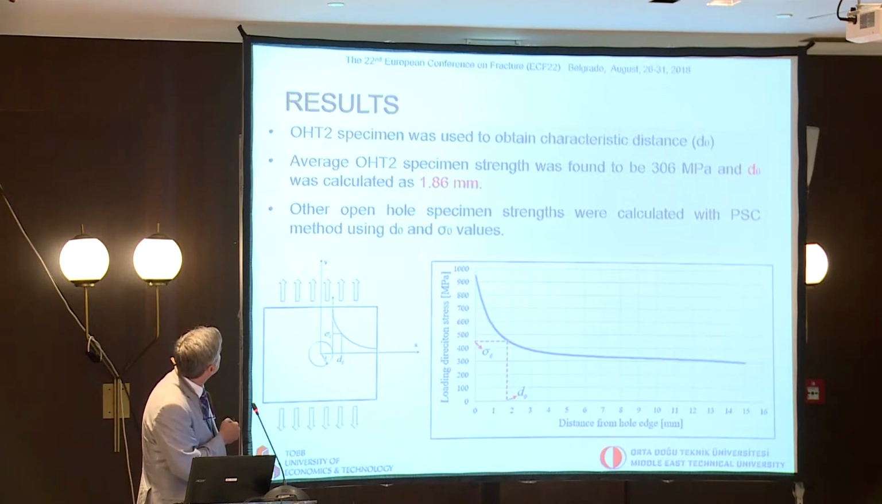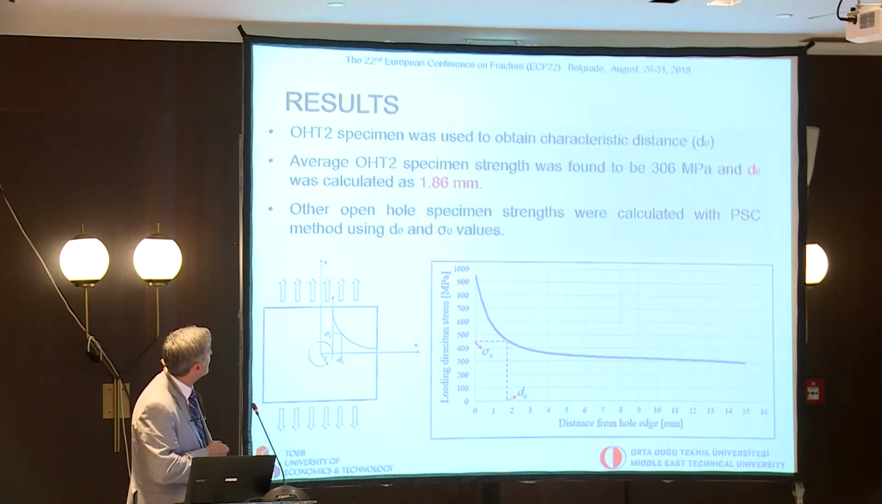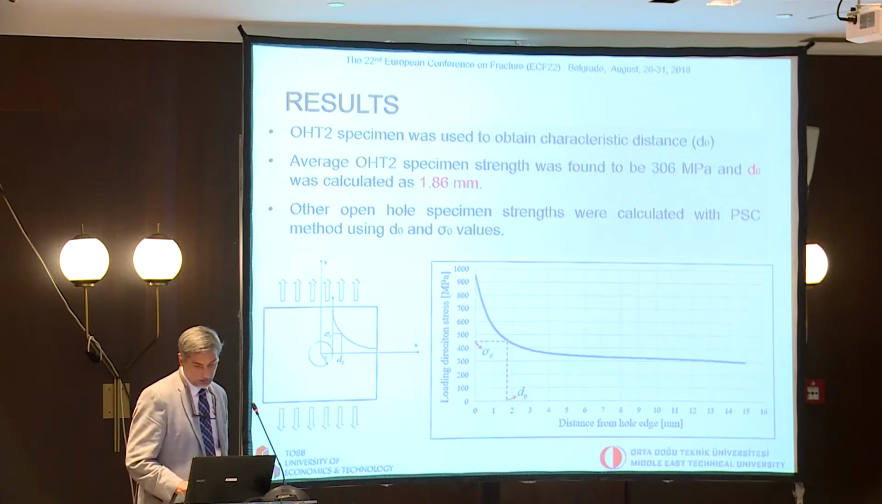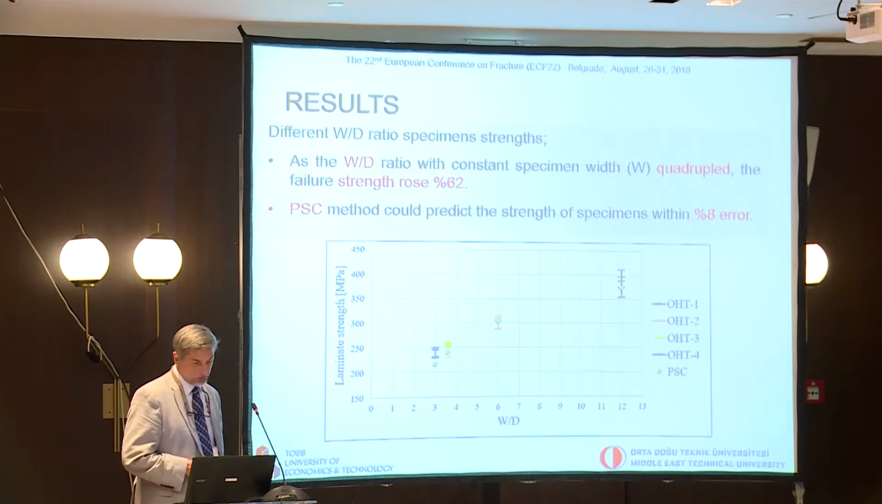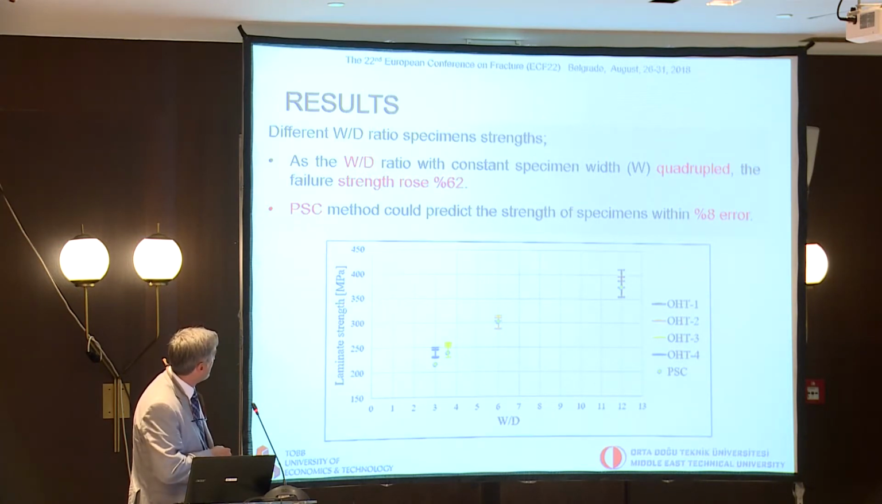For one case, specimen OHT2, we did a stress analysis for this width to diameter ratio, and for a 440 MPa average stress, we found the characteristic strength to be 1.86 MPa and the average stress to be 306 MPa. So other open hole specimen strengths were calculated with PSC using the D0 and sigma 0 values. And our first result for different W over D ratios, we obtained for the laminate strength, the average laminate strength increases as we change the W over D ratio.